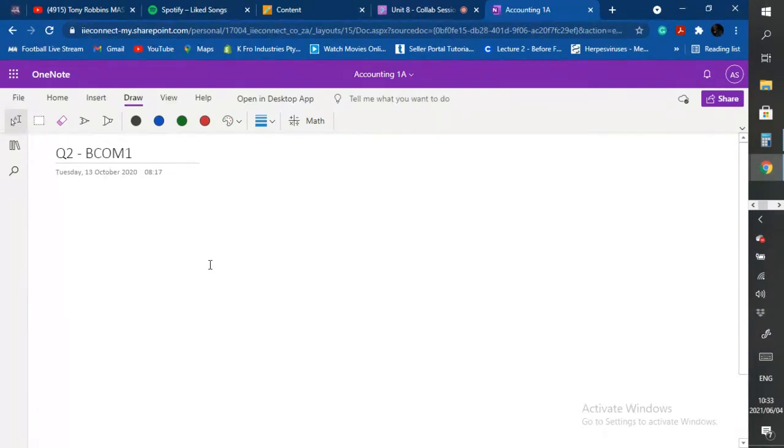It says, calculate each employee's UIF deduction. In each case, calculate the employer's contribution. Remember I told you guys yesterday, or when last I saw you, that for UIF we take 1% from the employee and we take 1% from the employer.